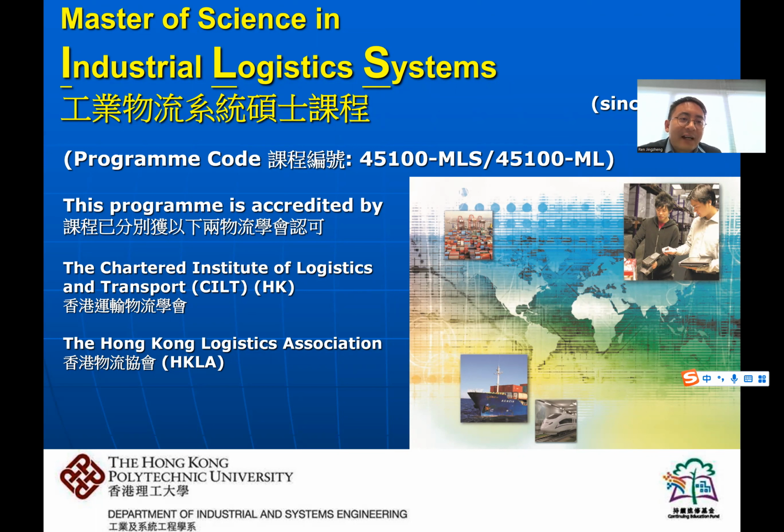For the Master of Science in Industrial Logistics Systems, this is our program code. This program is accredited by two associations. The first is the Chartered Institute of Logistics and Transport in Hong Kong, as well as the Hong Kong Logistics Association.